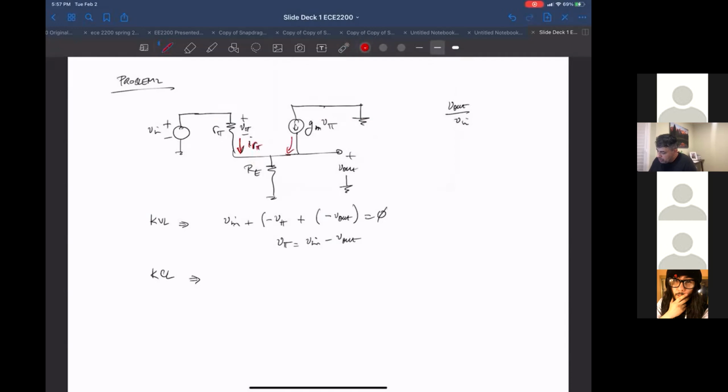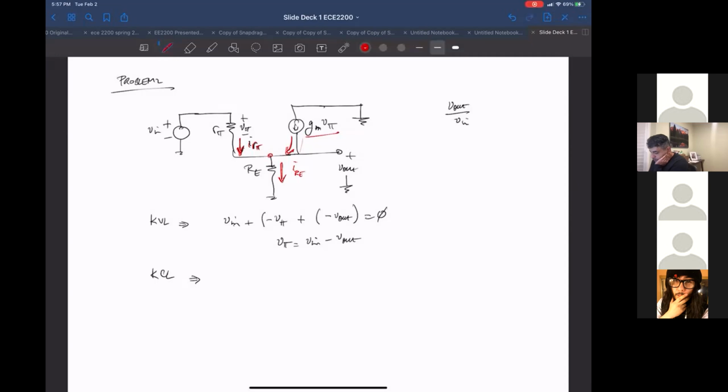Then we have another current here, which is just g_m v_π. And then we have a current leaving this node, which we'll call I_RE. So basically these two are going into this node and this one is coming out, so these two have to equal this one for the sum of all of them to be 0 at that node.